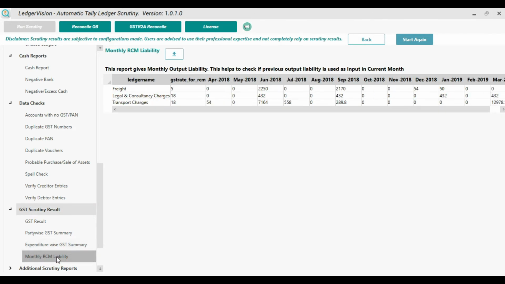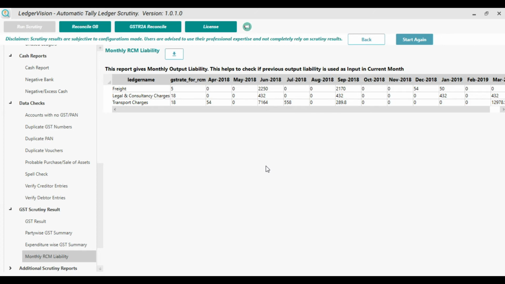Last report in GST scrutiny. Actually, it is not a scrutiny report, it is a table based on whatever configuration we have done previously. It shows you the monthly output liability of RCM. So you can check the RCM entries with the help of this table. You can compare the amount shown in this table on a monthly basis with the entries.